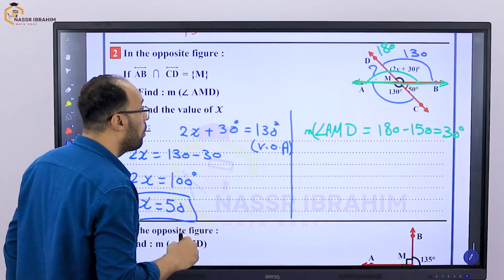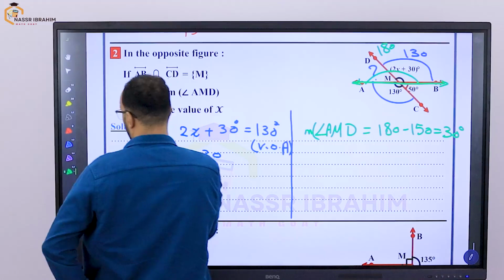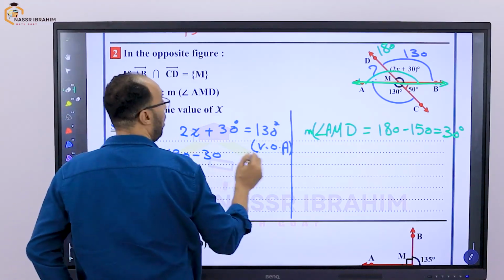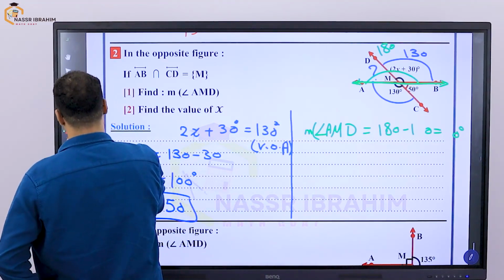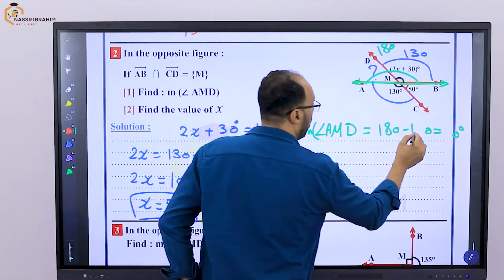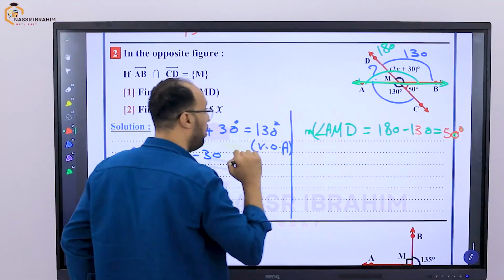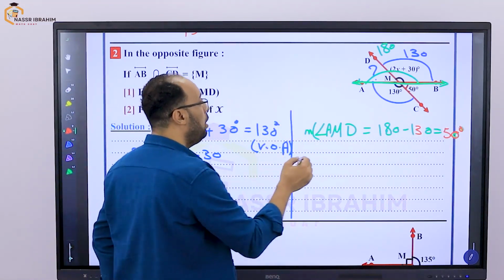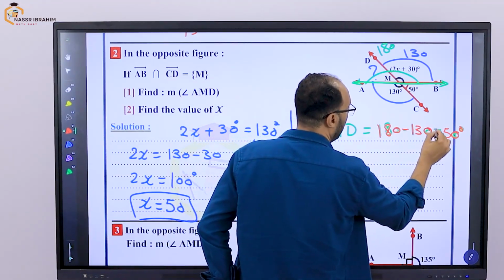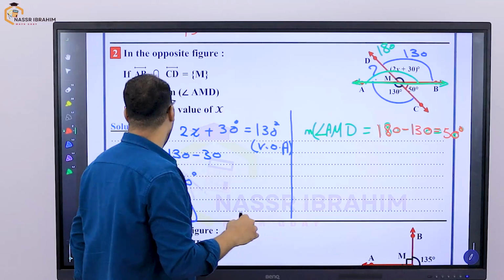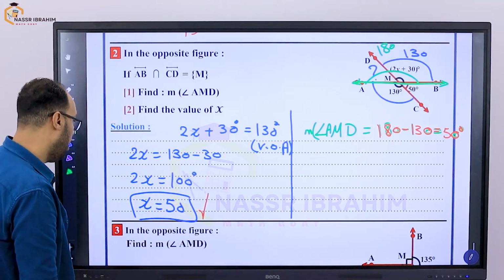Okay? No, it's 130, not 150. So we have to write it the right way. I replaced them. This one is 130, so the result will be 50 degrees. Sorry about that. 180 minus 130 will be 50 degrees. We get the value of x. First, it will be 50 degrees.